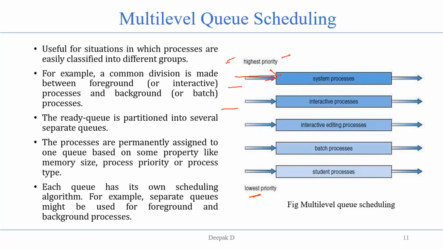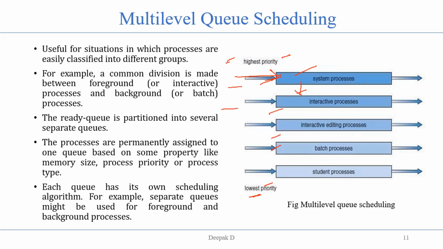In this algorithm, you can see the priority has been given. The first priority, the highest, is the system process, then the interactive process, interactive editing process, batch process, and student process. Each queue has absolute priority over the lower priority queues, which means that until the higher priority process completes its execution, the CPU will not be given to the lower priority queues. This you should remember.